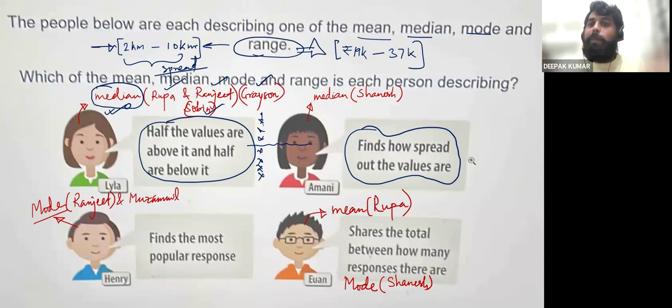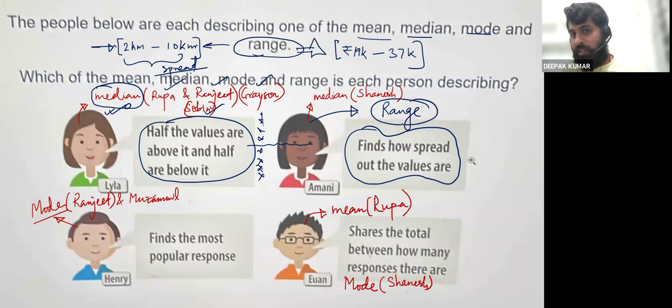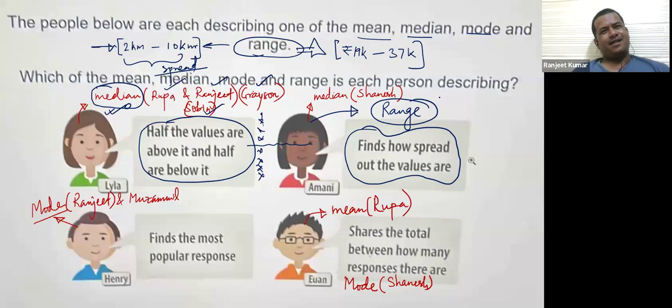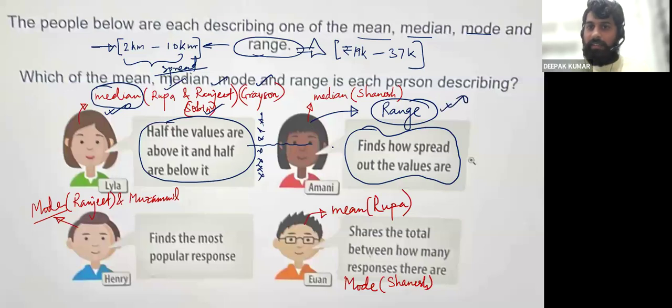So range means spread. Can you see how spread out the values are? So Amani is very good at finding the spread of the values. So we will consider this Amani to be a range. See, nobody gave an answer to range. Sanesh accepted Amani, but he misunderstood it. So Amani is range. Then Henry, very popular guy.